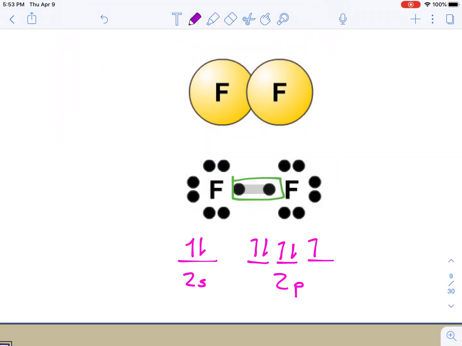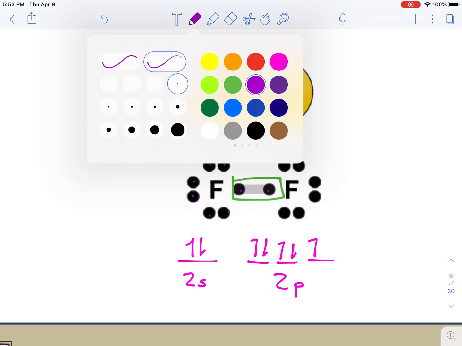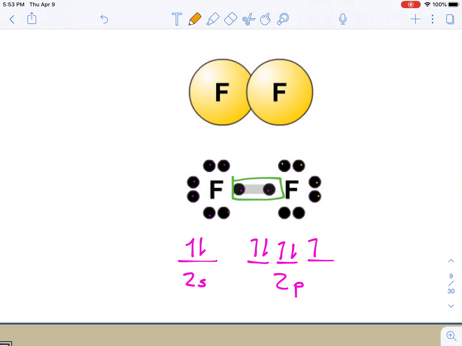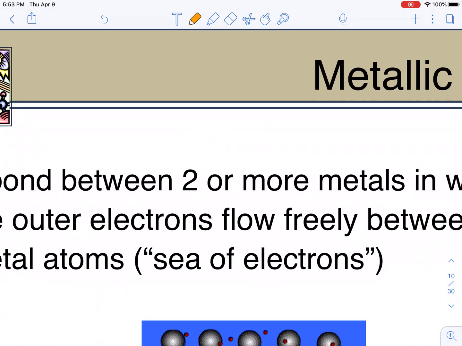we'll count them both as part of our octet? That means that fluorine on the left has 1, 2, 3, 4, 5, 6, plus these 2, 7, 8 valence electrons, whereas fluorine on the right has 1, 2, 3, 4, 5, 6, plus these 2, 7, 8 valence electrons. So just by sharing and working together, they both end up with 8 valence electrons and everyone is happy, everyone's good to go.